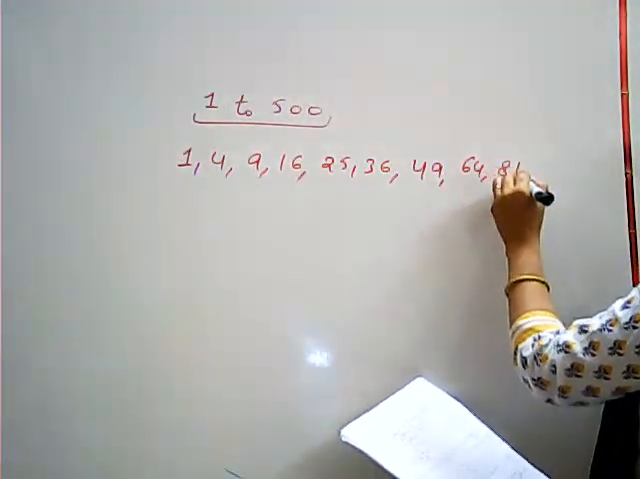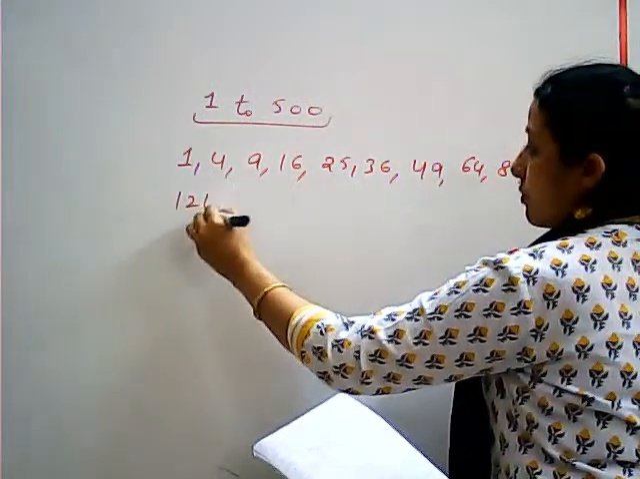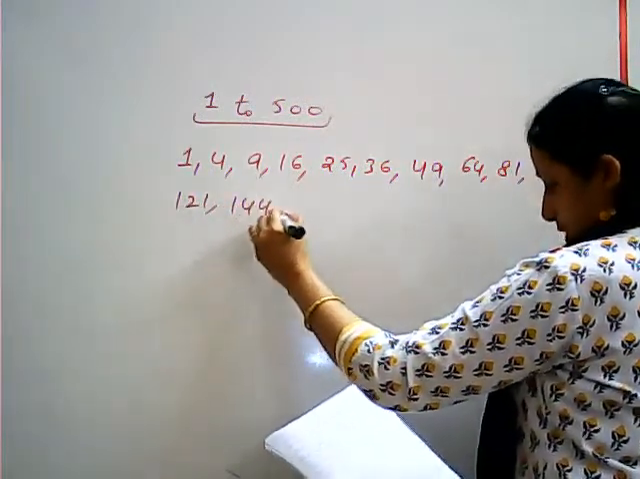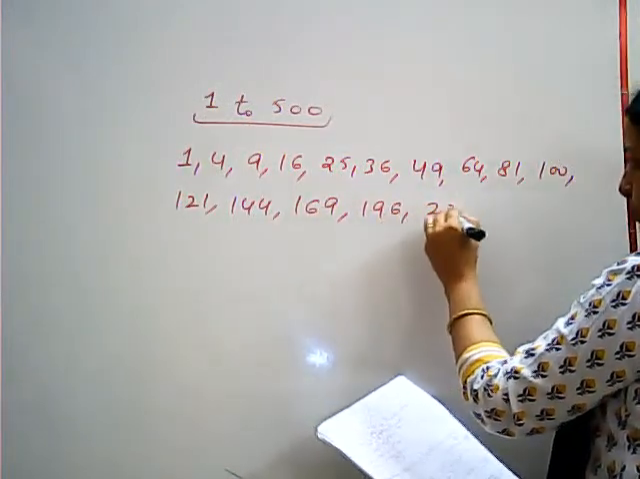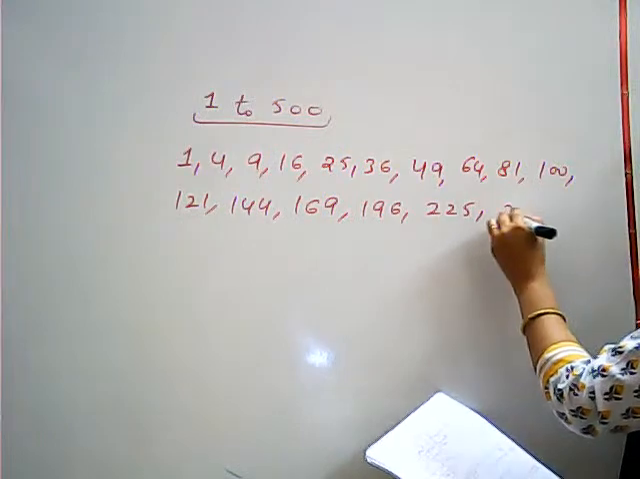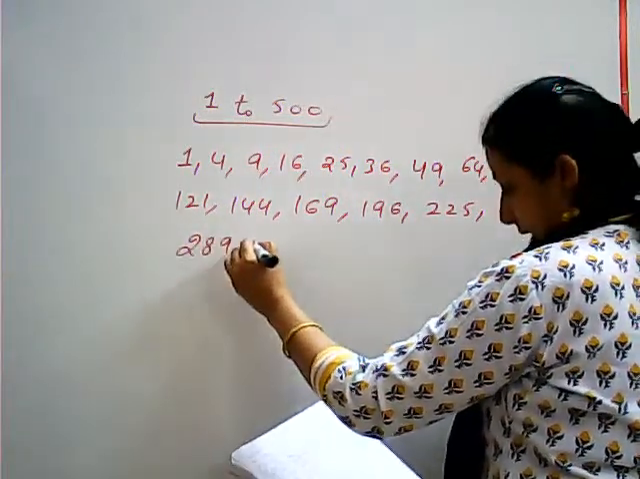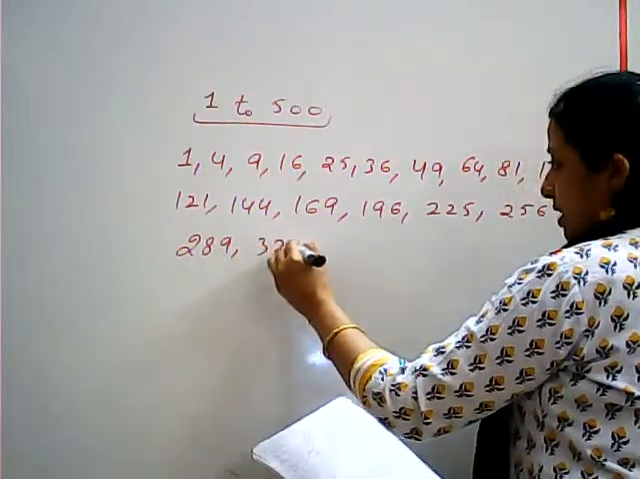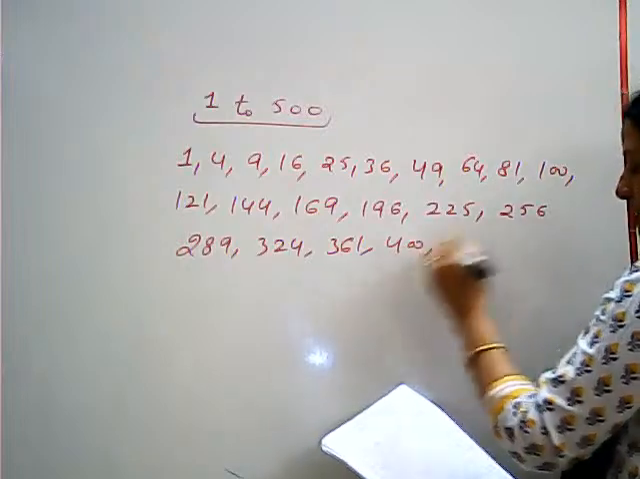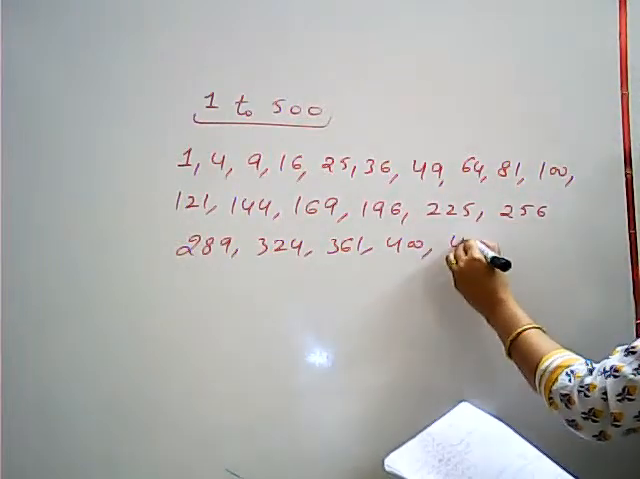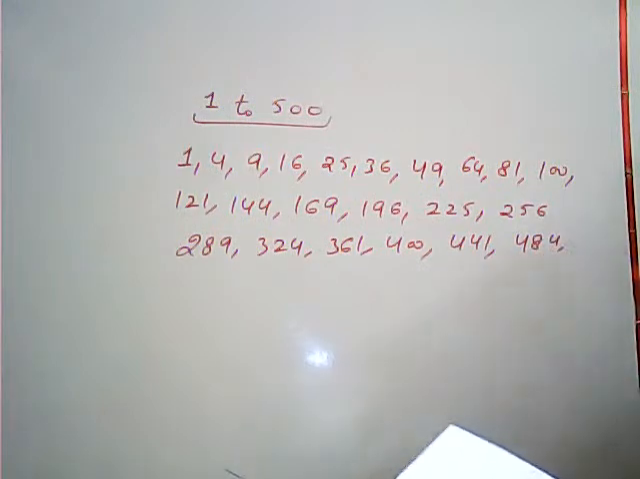49, 64, 81, 100, 11 का हो गया 121, 144, 169, 196, 225, 256, 16 का हो गया, 17 का 289, 324 is 18, 361 is 19, 400 is 20, 441 is 21 and 484, that is 22.